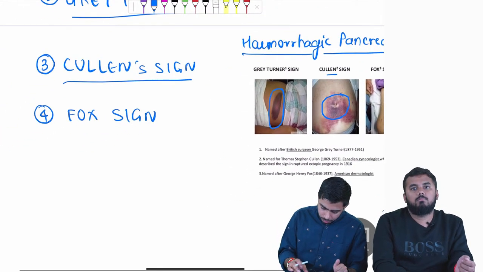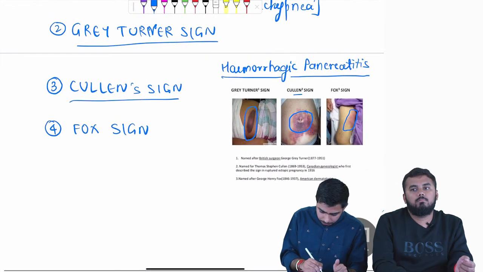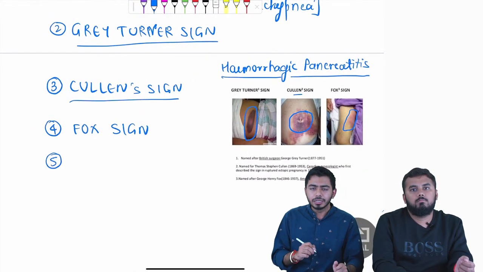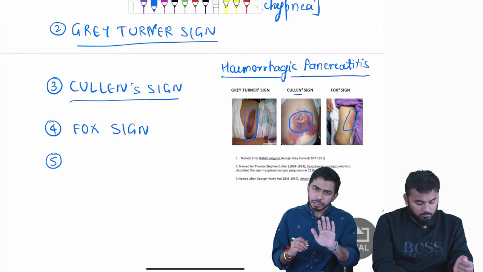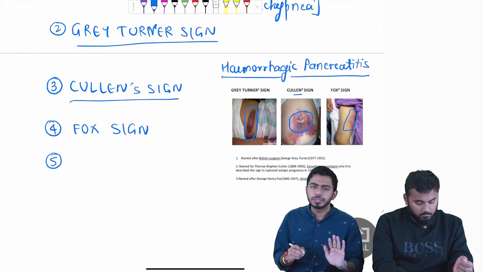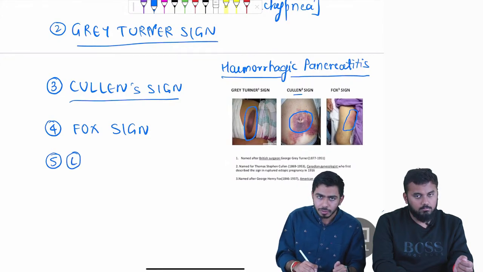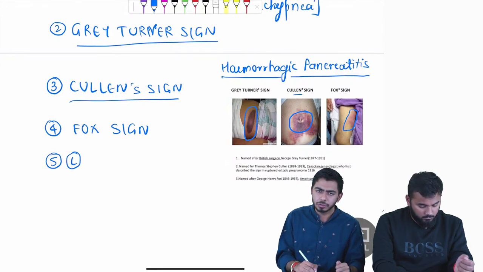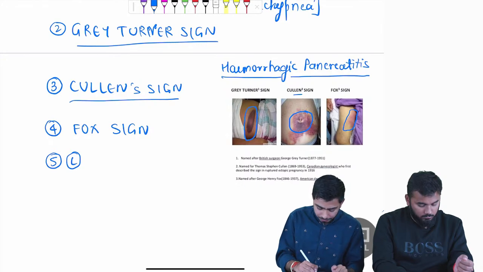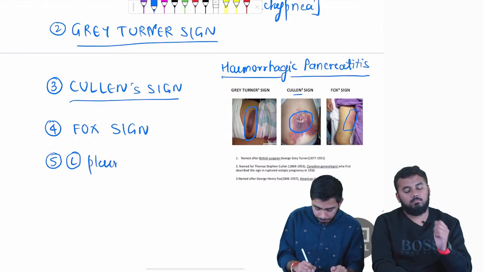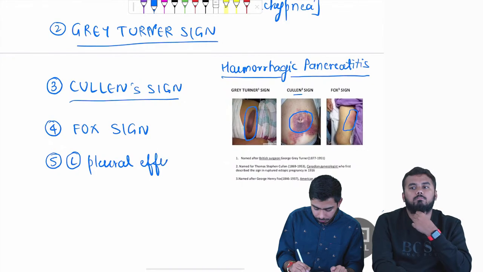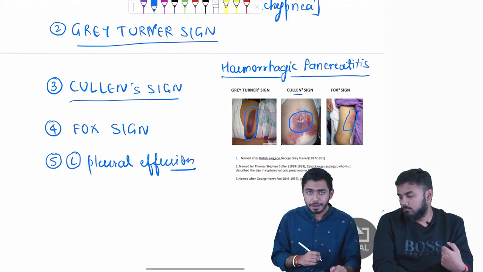Okay. And over here, I'm just mentioning one more thing: in some patients, however, pleural effusion can be seen. That is, in the severe cases, you can see it, left-sided very commonly. However, it can be seen on the right side also. But left-sided is very common. Left-sided pleural effusion can be seen.